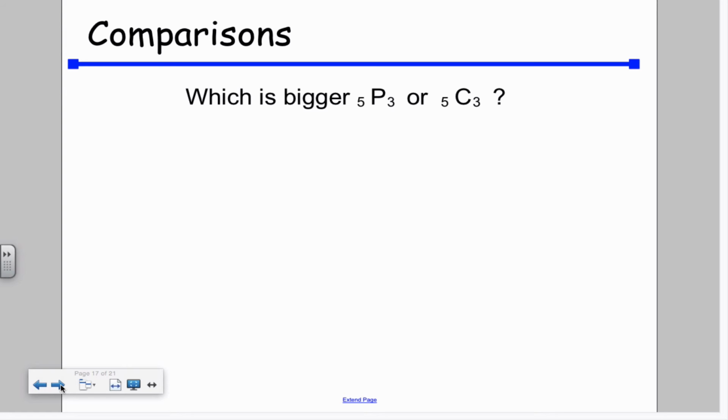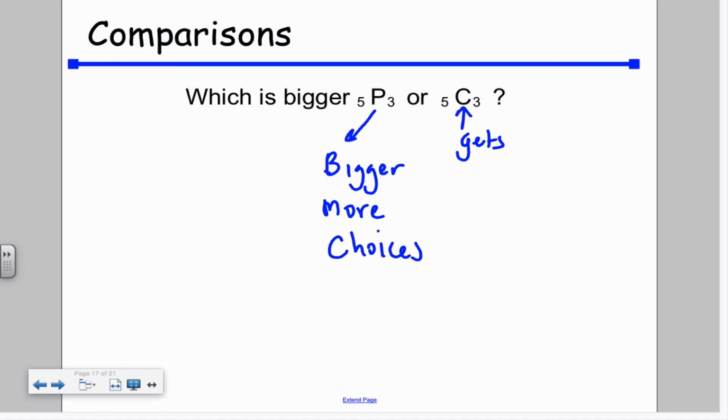What do you guys think is bigger, 5P3 or 5C3? Okay, pause the video, discuss with your neighbors. 5P3 would be way bigger because we have more choices. 5C3 gets rid of all the repeats, so it's going to be much smaller.